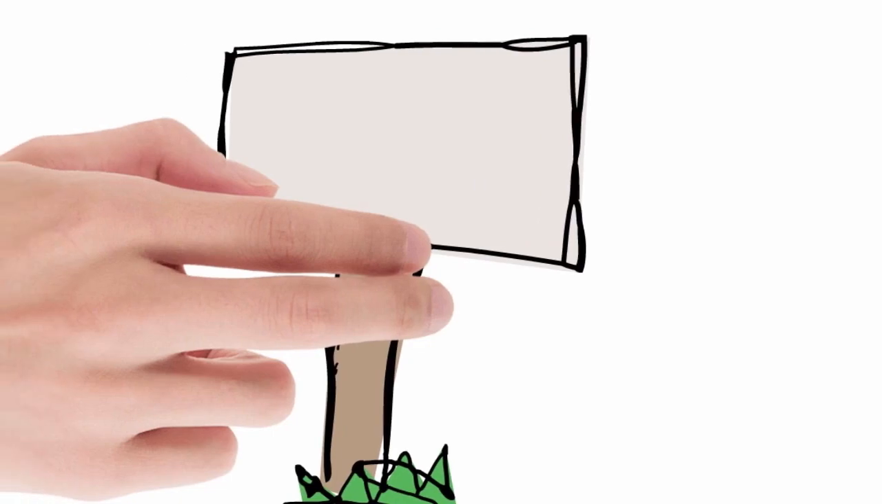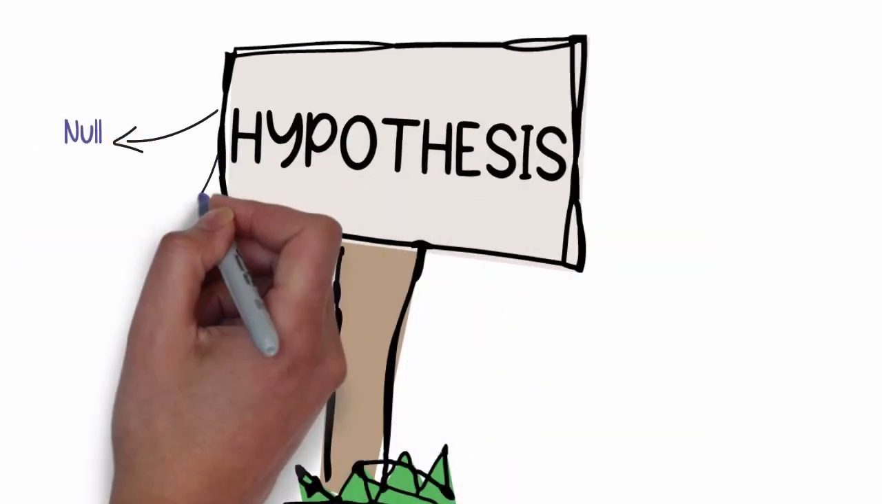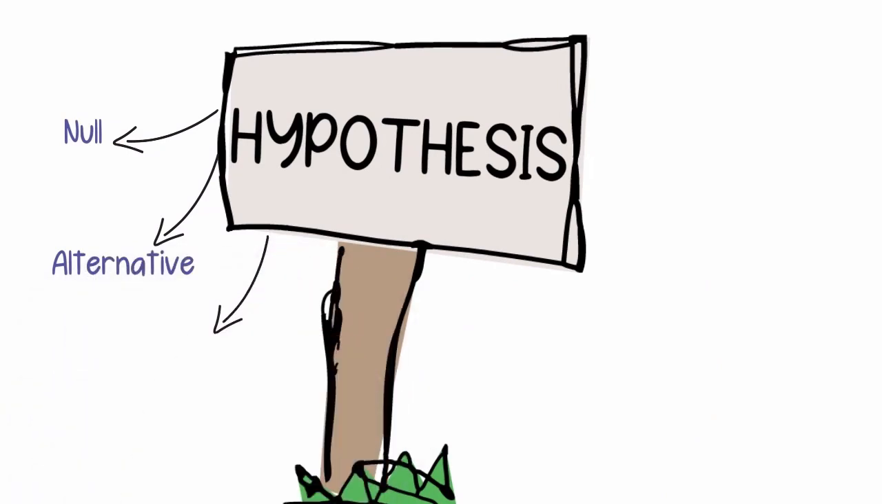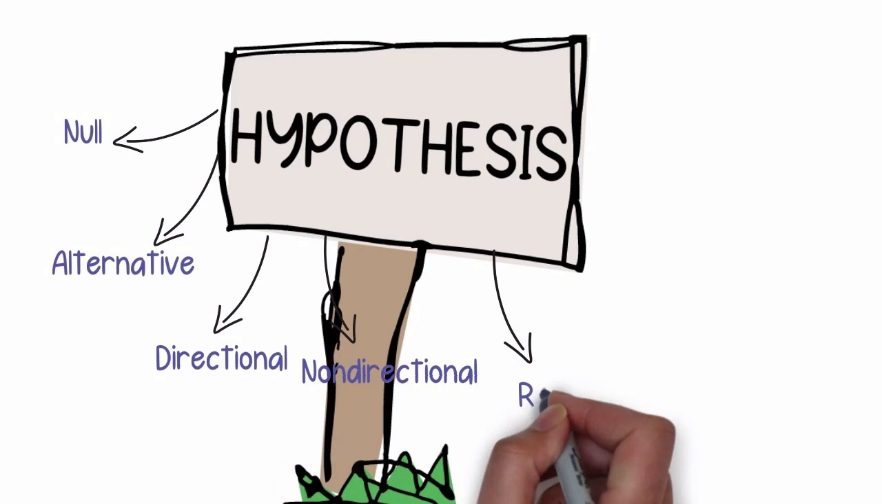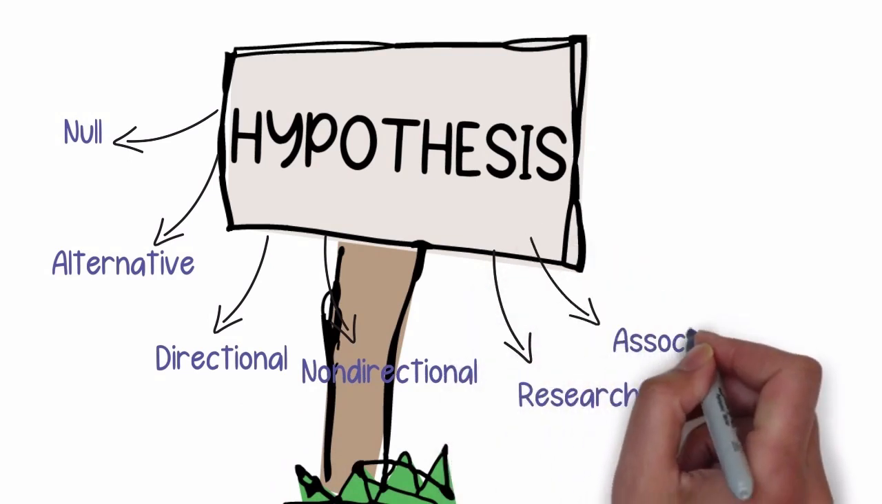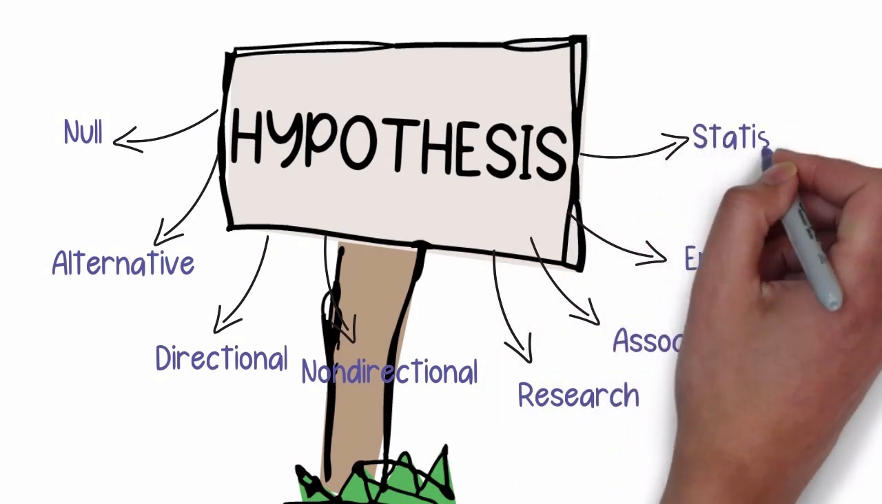Here are some types of research hypotheses commonly used in these fields: null hypothesis, alternative hypothesis, directional hypothesis, non-directional hypothesis, research hypothesis, associative and causal hypothesis, empirical hypothesis, statistical hypothesis.